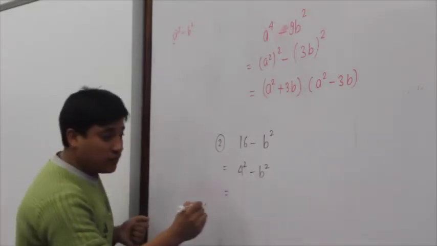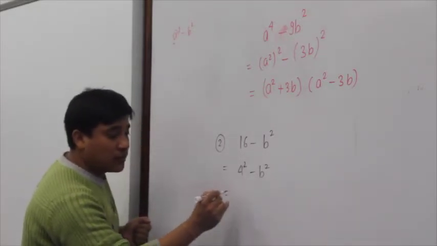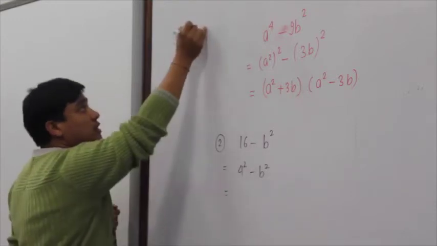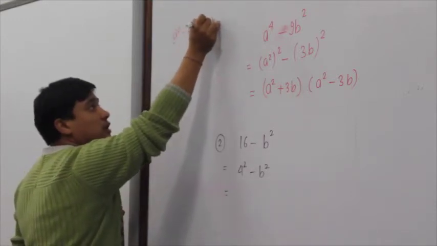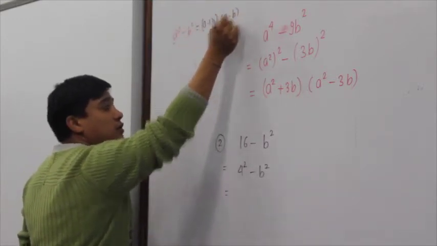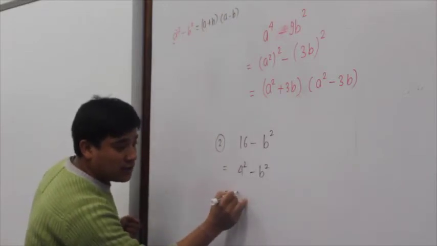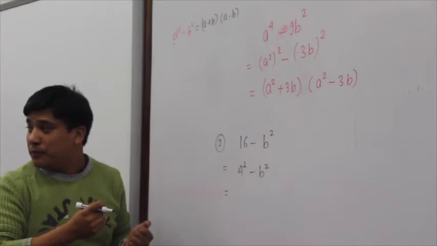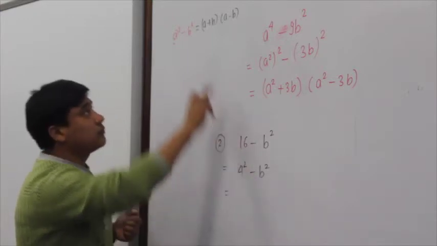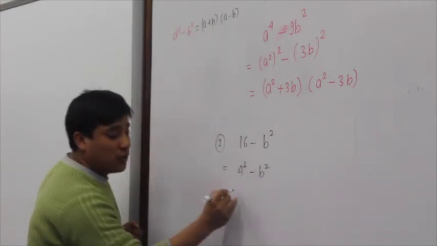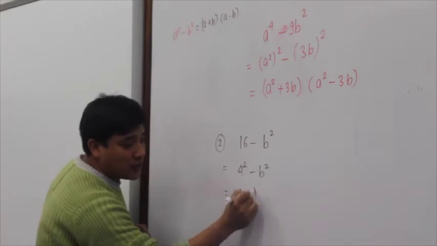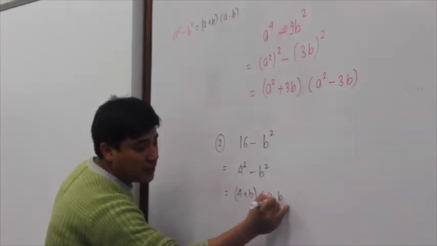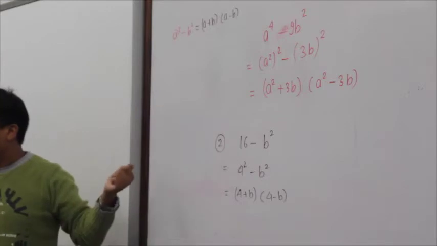4 squared minus b squared. You remember this identity? This is a plus b, a minus b. So what do I do now here? 4 squared plus, 4 square or just 4? Just 4. Yes, 4 plus b and 4 minus b. Make sense? Is it clear?